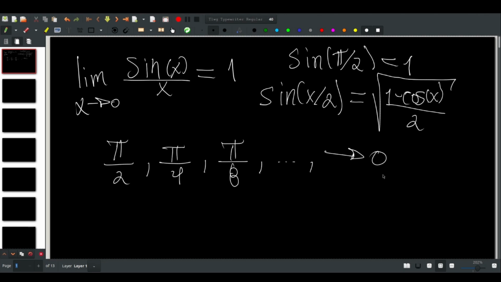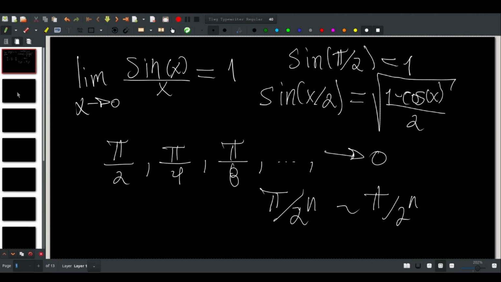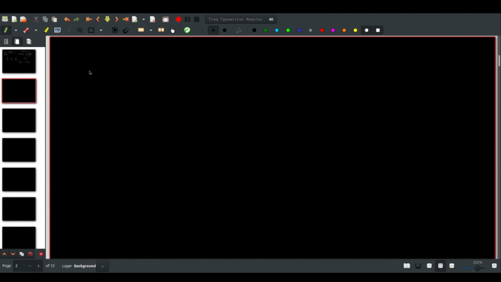Well, for each one of these terms, we will know exactly what the sine is. And since we know that this also approximates the argument itself, what we would have for a generic term is pi over 2 to the n. And since we know that this is approximately equal to the argument, we would have a very precise approximation of pi. So okay, let's get to work.